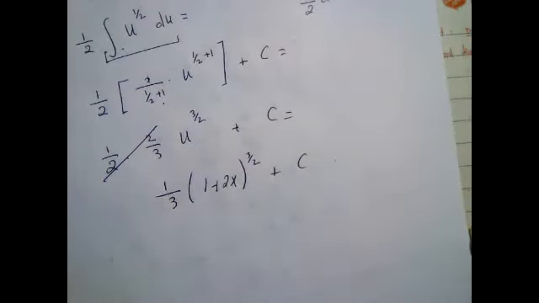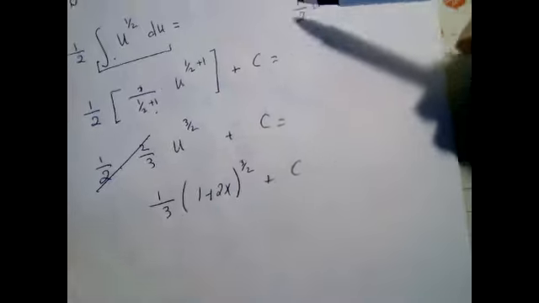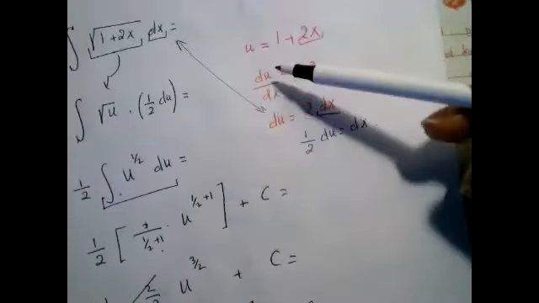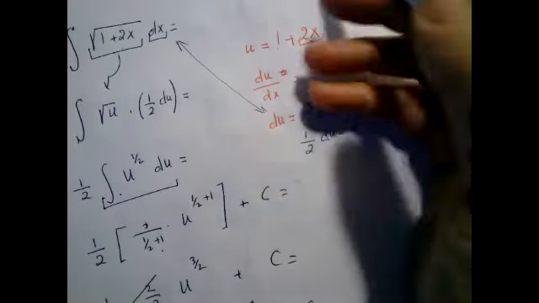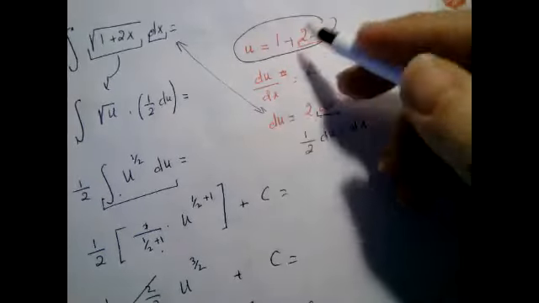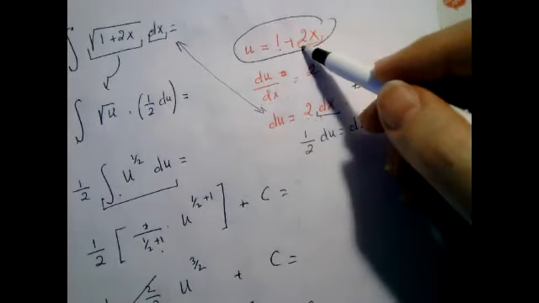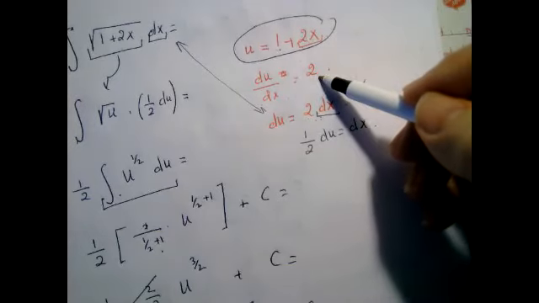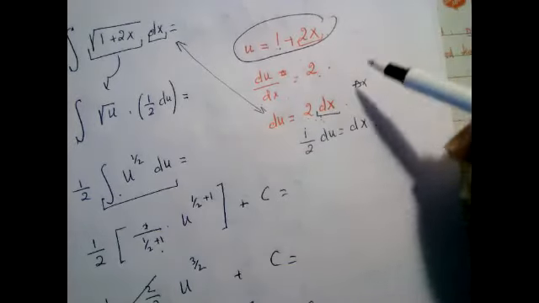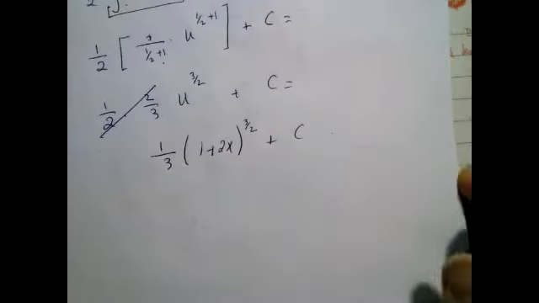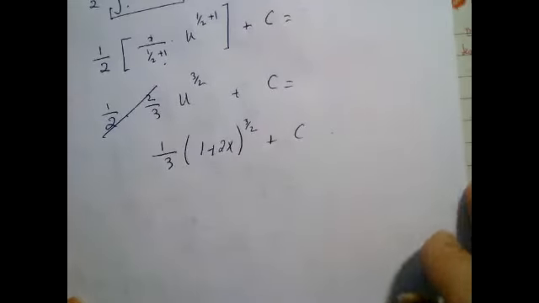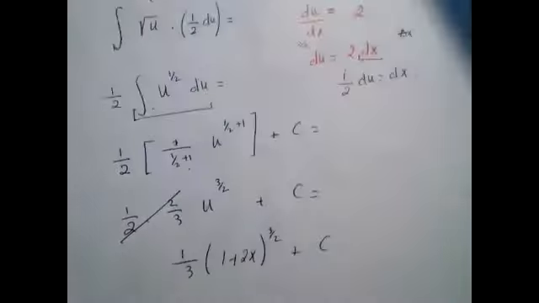Okay. So remember, to find the du, you need first du dx, meaning the derivative of that. The derivative of 1 is 0, plus the derivative of 2x is 2. So the du is 2 dx. Okay. Another one and 2 more at least, so you guys will be comfortable with that.